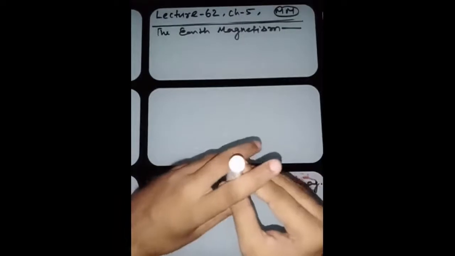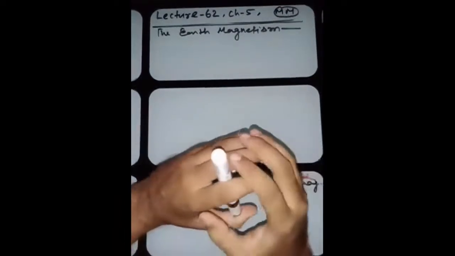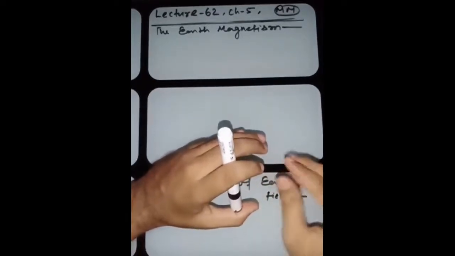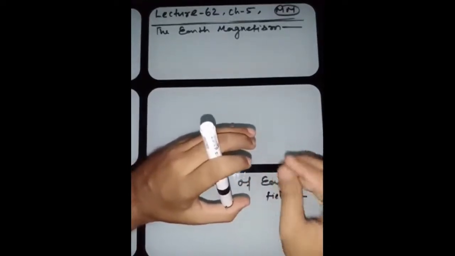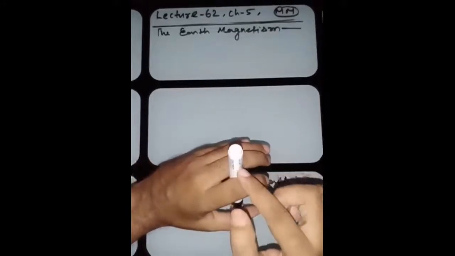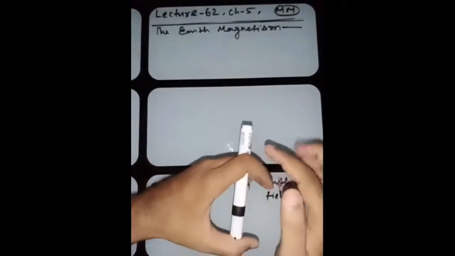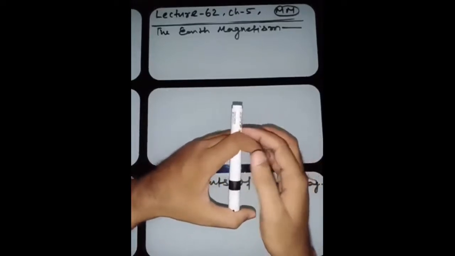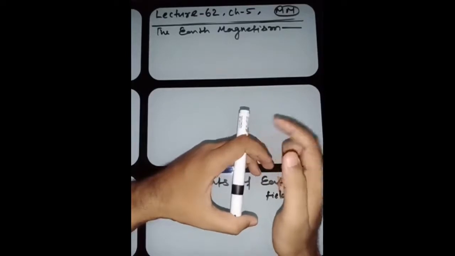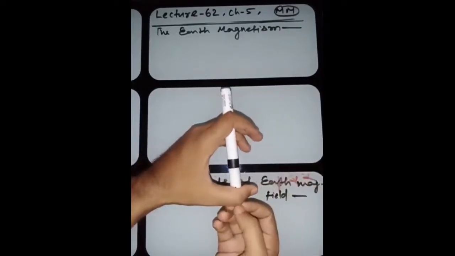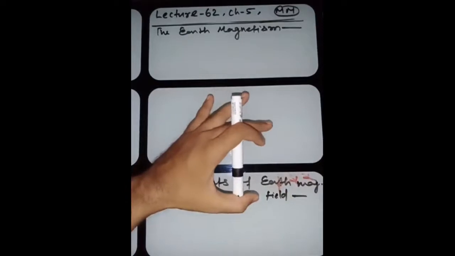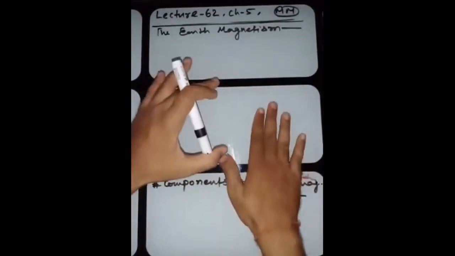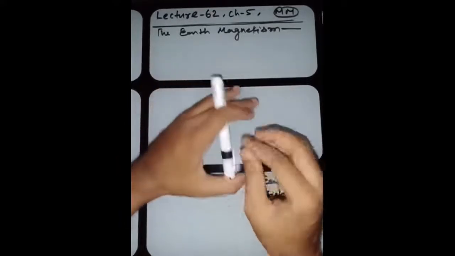So this is the North Pole. You can see this point of the Earth will rotate faster, this will be a little slower, and this will be in a static state. This point which remains in a static state is called the pole of the Earth. This is the North Pole, and this is the South Pole. You can say magnetic North and magnetic South, as mentioned in the diagram.